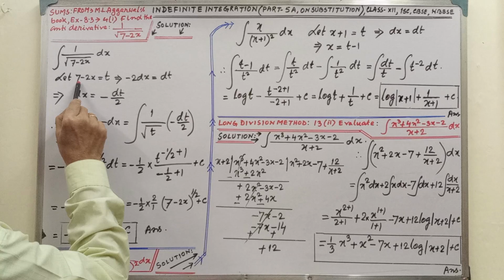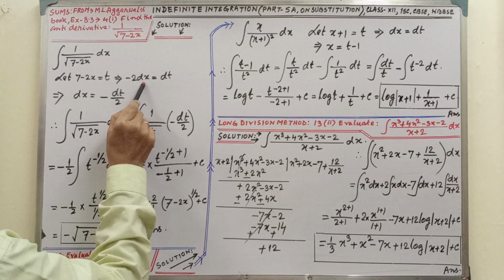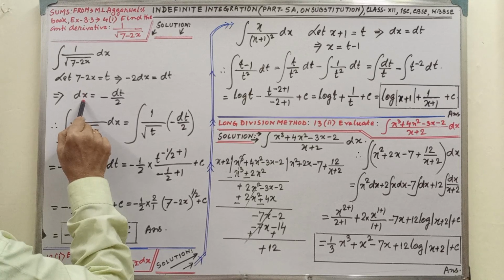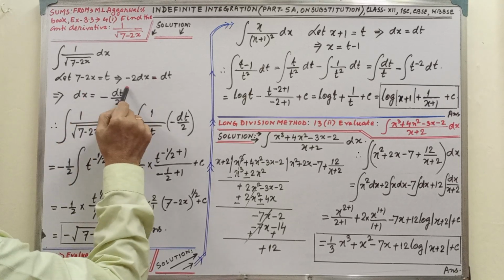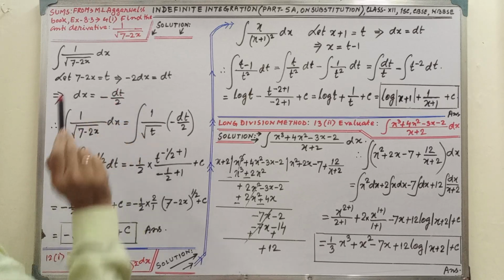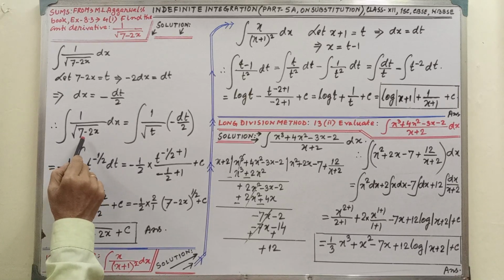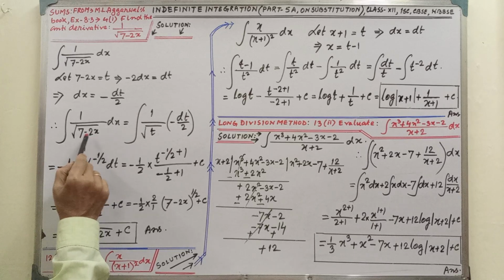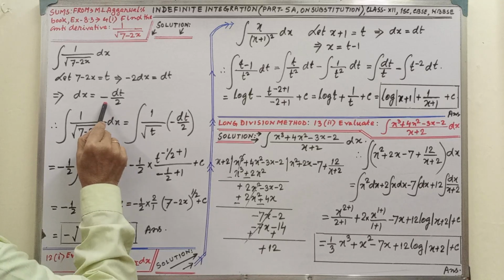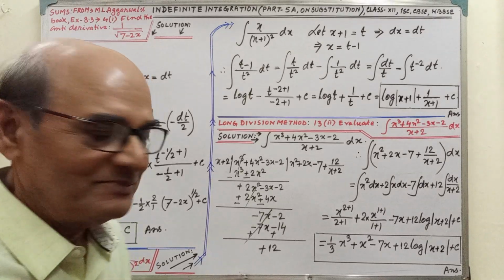If we differentiate 7, it will be 0, and minus 2x gives minus 2 dx, and differentiation of t is dt. By simplifying, dx equals minus dt by 2. Then, by writing the sum, we have to substitute: root over 7 minus 2x. In place of 7 minus 2x we are putting t, and in place of dx we are writing minus dt by 2. I think no problem.